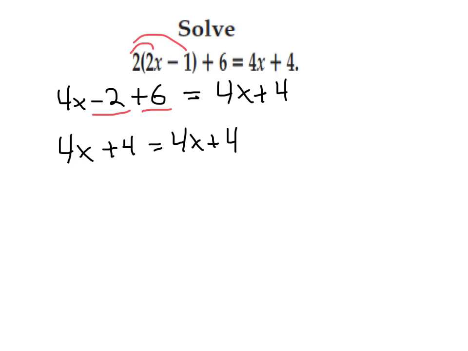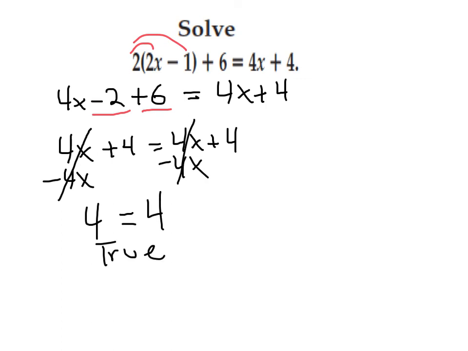You can see that I'm going to now bring the variables to one side. So I'm going to go ahead and subtract 4x from both sides to have a variable on one side. Left side, the 4x's cancel out. I'm left with 4. I go to the other side. The 4x's cancel out. I'm left with 4. Well, 4 is equal to 4. That is a true statement. And there is no variable.